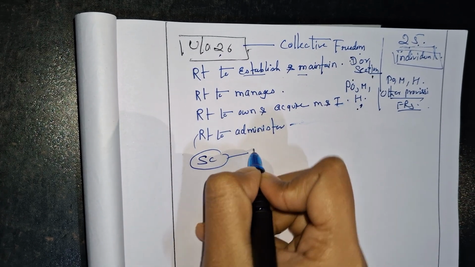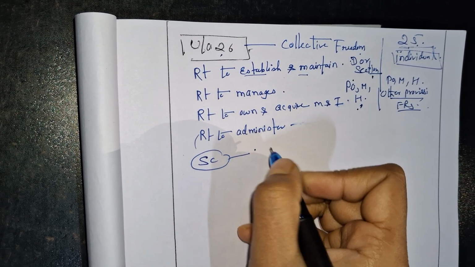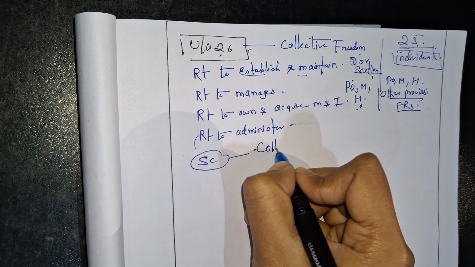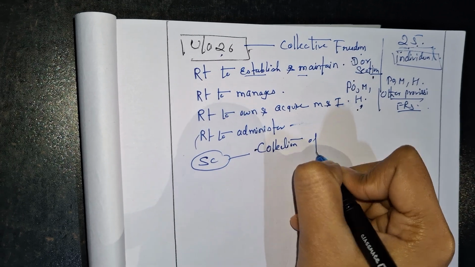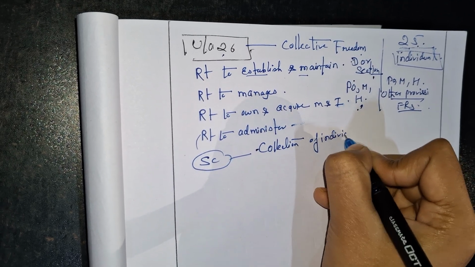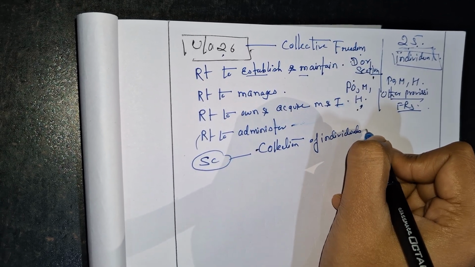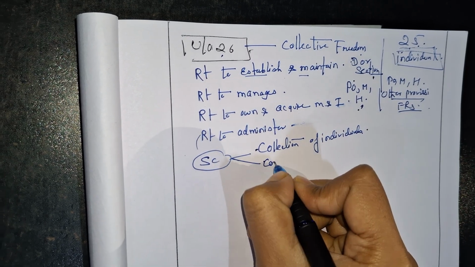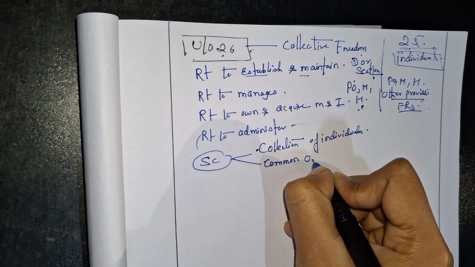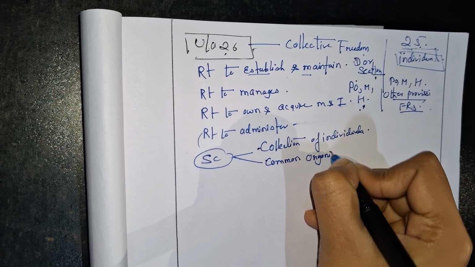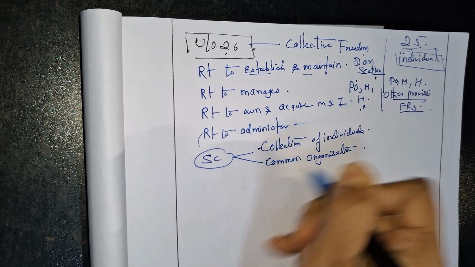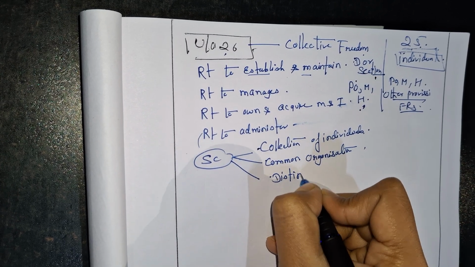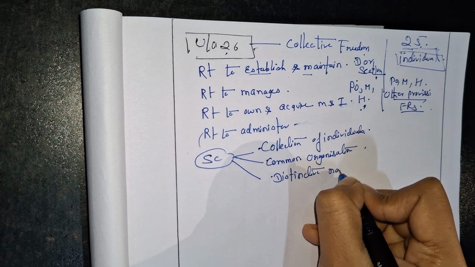Supreme Court held that a religious denomination must satisfy three conditions. First, it should be a collection of individuals who have a system of beliefs. Second, it should have a common organization. Third, it should be designated by a कोई एक नाम होना चाहिए, a distinctive name.